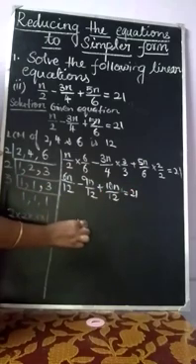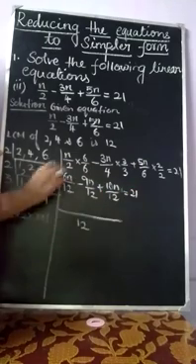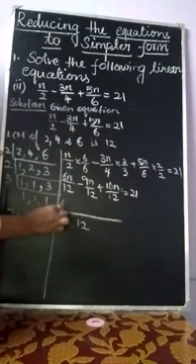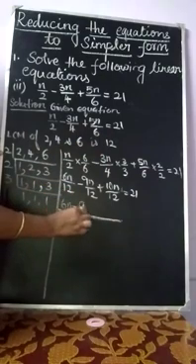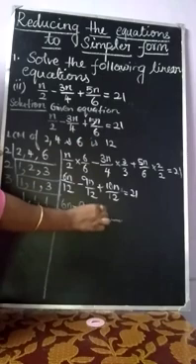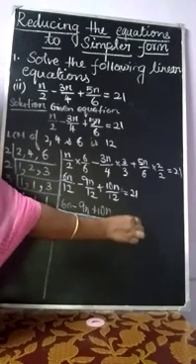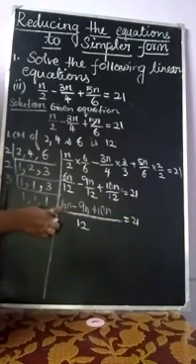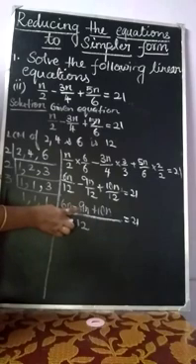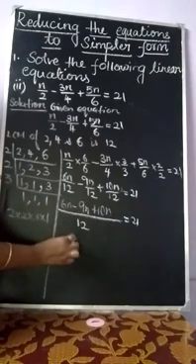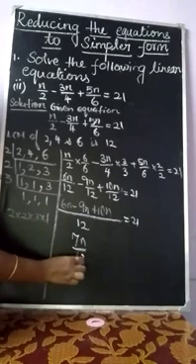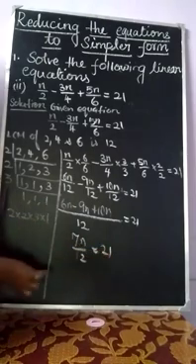Now we have a common denominator 12. So add or subtract the numerator values. So what is the value? 6n minus 9n plus 10n. 10 plus 6, 16. 16 minus 9, 7n. 7n by 12 is equal to 21.